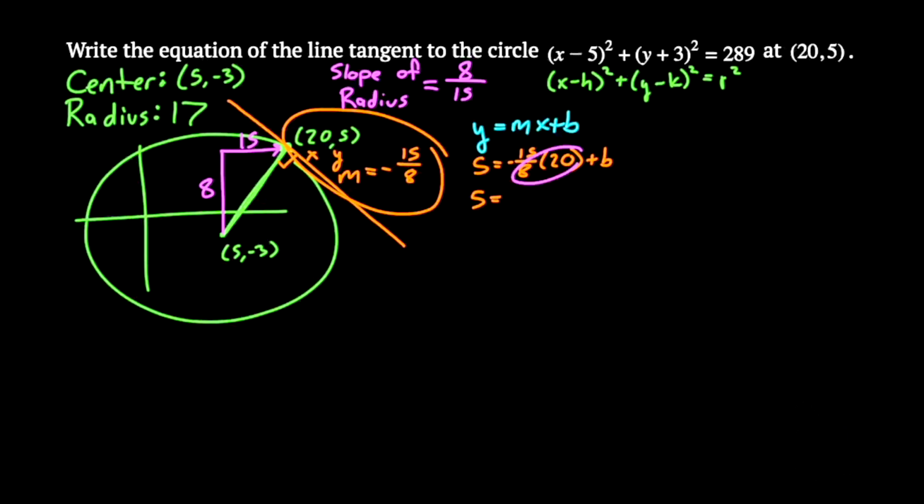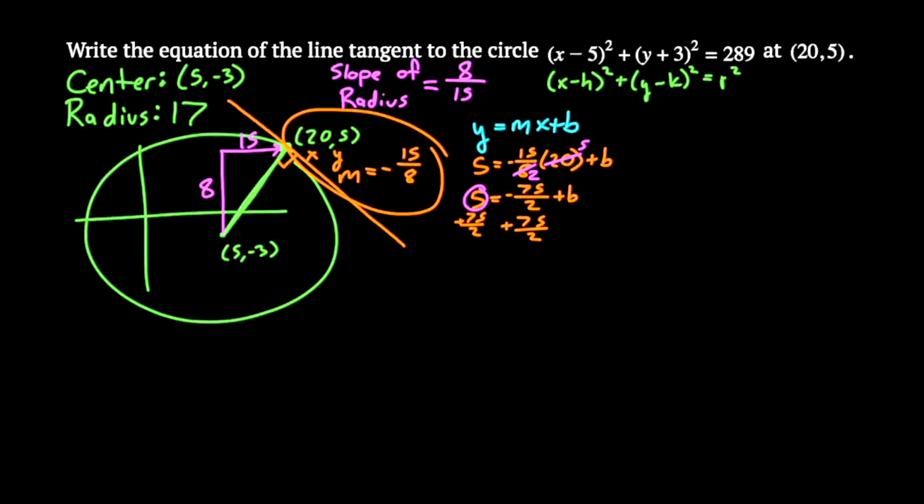And then let's see, I can simplify 8 and 20. I could divide both of those by 4, so that would be 2, and that would be 5. 5 times 15 is 75, so -75 over 2. So we got plus b. So now I just have to add 75 halves to both sides.